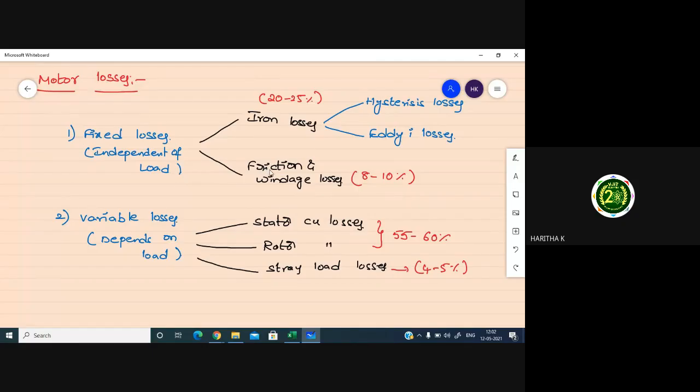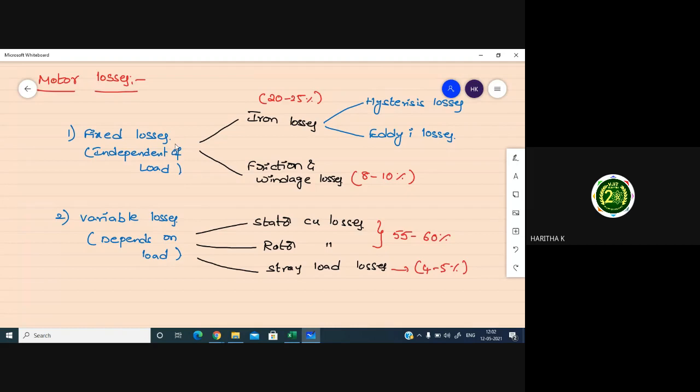So if you reduce these losses, then your motor efficiency will be improved. In the motor, there are two losses mainly. Those are fixed losses and variable losses. Fixed losses will not depend on the load, so they are independent of the load. But variable losses depend upon the load. So based on the load, the losses will vary.